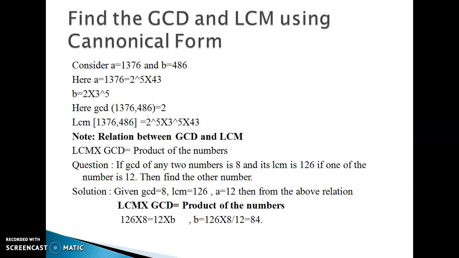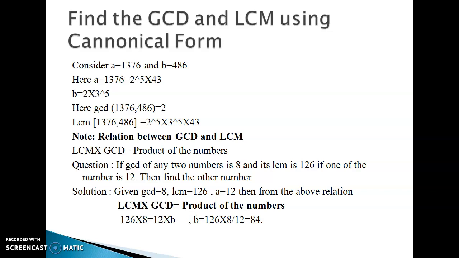Next, we will discuss how to find the GCD and LCM using the canonical form. This you have studied already in your lower classes. I have considered an example where a is equal to 1376 and b equal to 486. a equal to 1376 can be written in the canonical form as 2 to the power 5 into 43 and b equal to 2 into 3 to the power 5. Here the GCD is 2 because we consider the lowest power of 2. The highest power of 2 is 5 and the lowest power is 1, 2 to the power 1. Therefore, the GCD of 1376 and 486 is equal to 2.